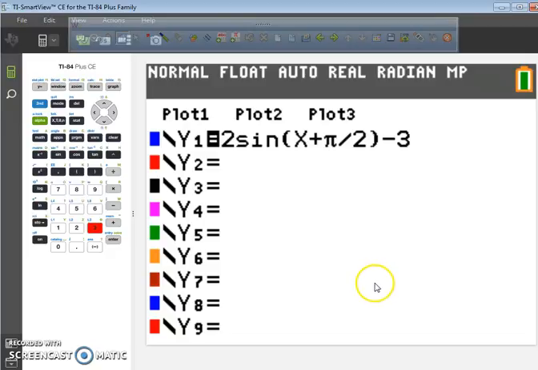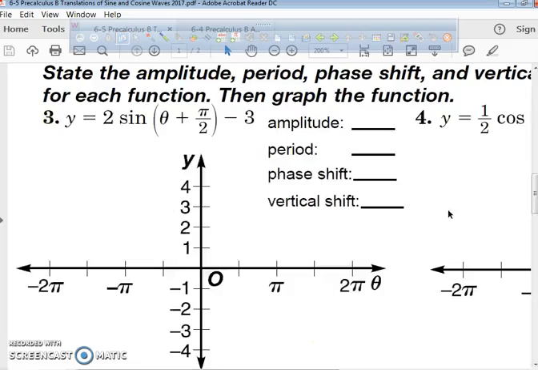Okay, so from our previous one, what is the vertical, not the phase shift, what's the vertical shift of this one? -3, right? So our midline is going to be -3. Okay? We might need to change the window. I want to see where it says 4 and -4. Actually, I want you to go all the way up to a 5 and a -5.